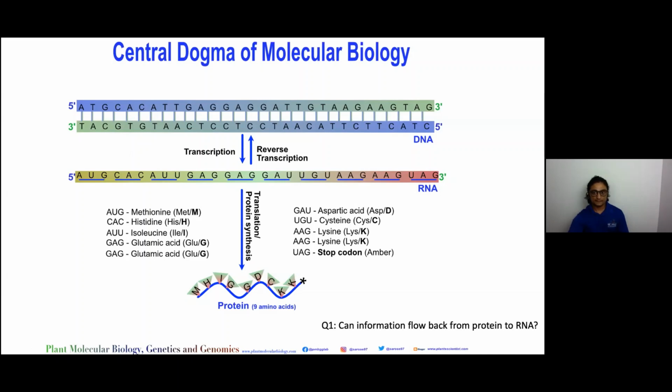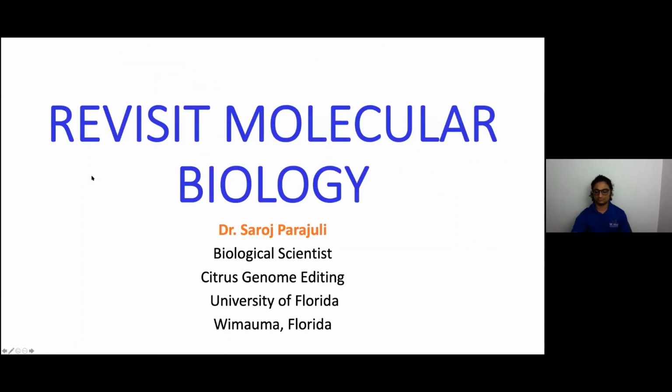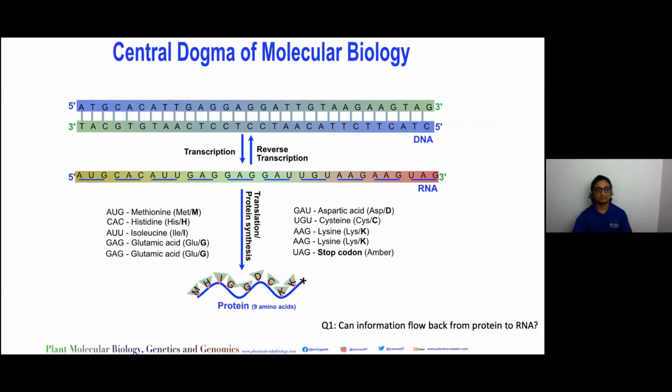So the information is flowing from DNA to RNA by transcription. And if we see the RNA to protein, there are 10 codons. The final codon is UAG, which is the stop codon, and the first codon is always AUG, that codes for methionine.